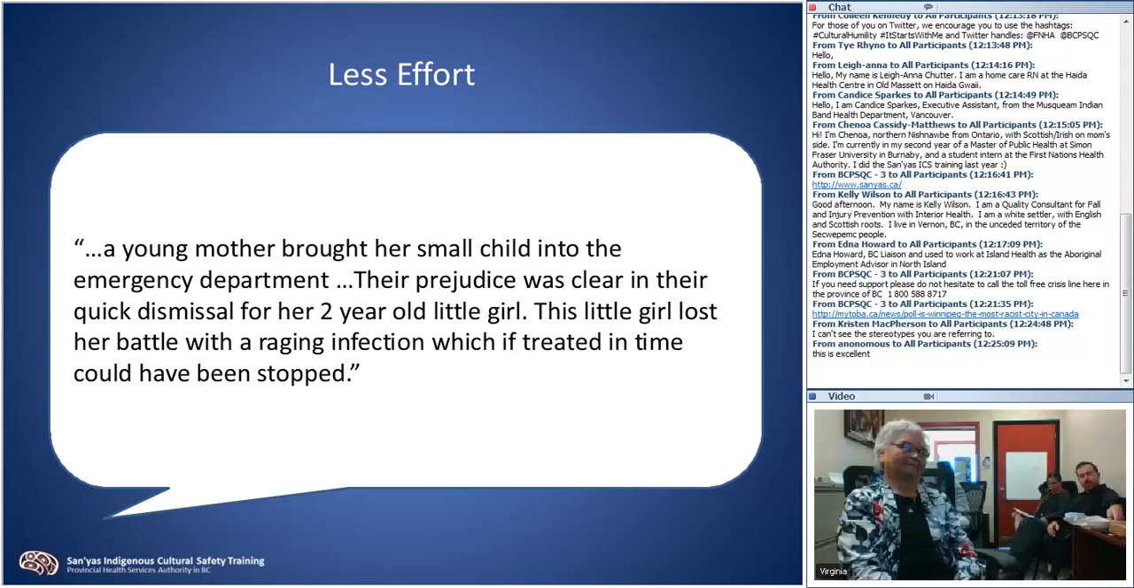The first is less effort. The data revealed that stereotyping can contribute to providers spending less time and effort on Indigenous patients. A young mother brought her small child into the emergency department. Their prejudice was clear in their quick dismissal for her 2-year-old little girl. This little girl lost her battle with a raging infection, which, if treated in time, could have been stopped. This is a tragic example. We can see the extent of harm here due to prejudice and discriminatory practice.